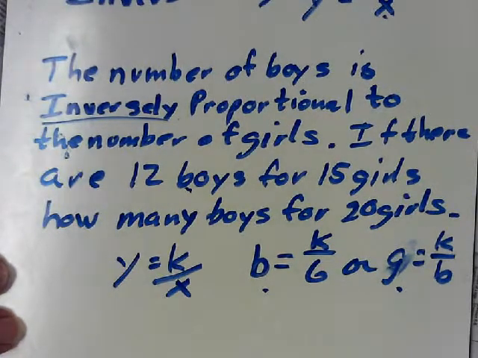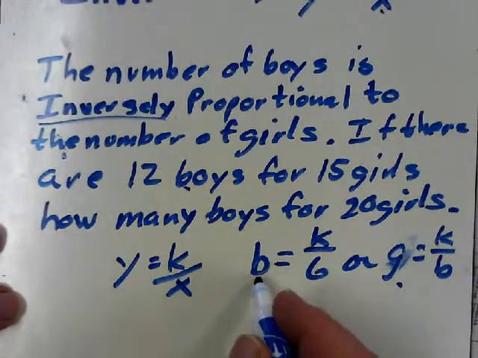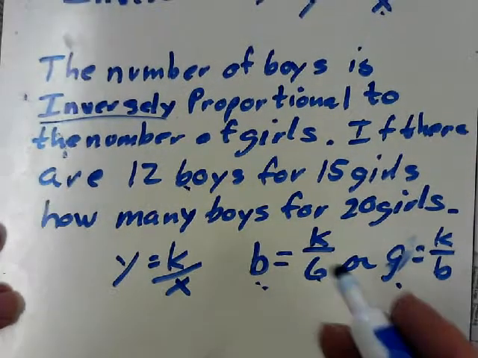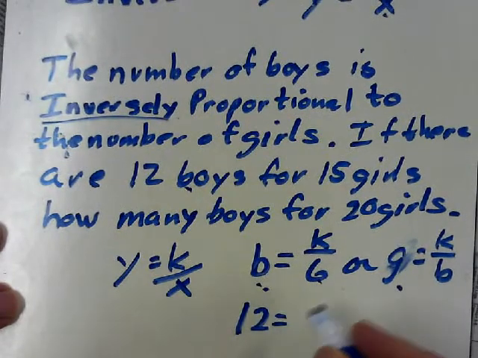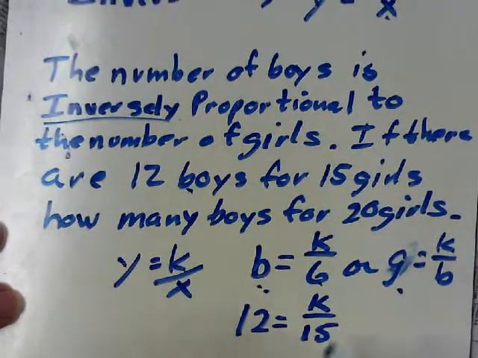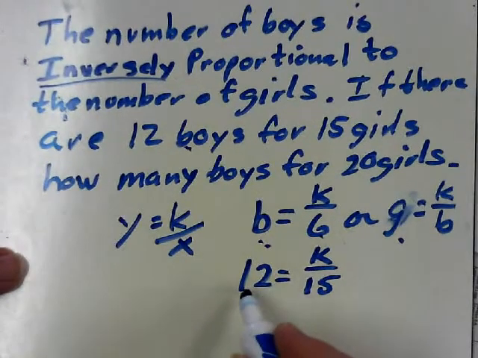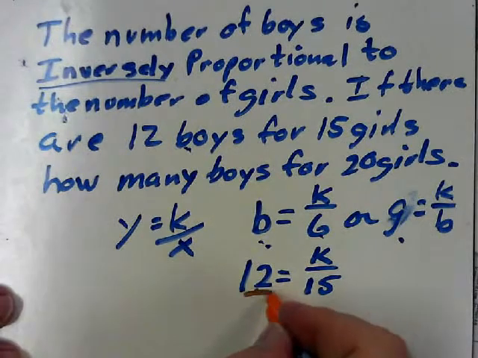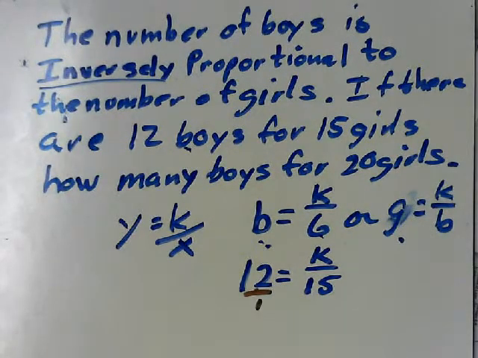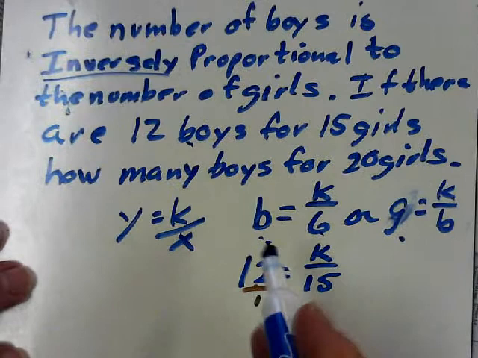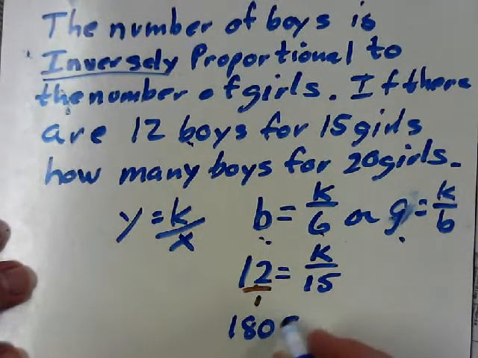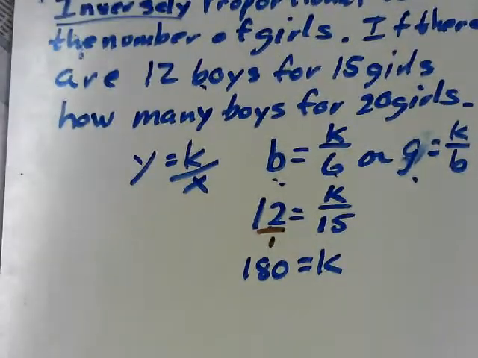Okay? And girls and boys are, so you want to use the boys equals K over G. Yep. Okay? So we'd have 12 equals K over 15. How am I going to find K? Don't I cross multiply? This is like putting this over 1, isn't it? So 12 times 15, I believe, is about 180, equals K. Big number, I don't care. That's what it is. It's just what it is.